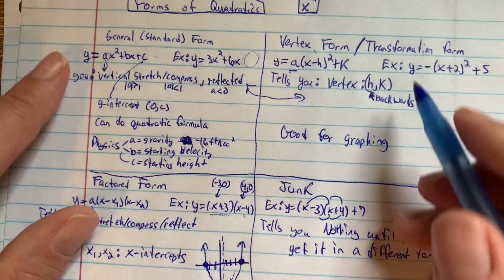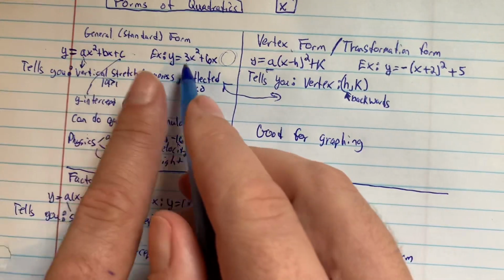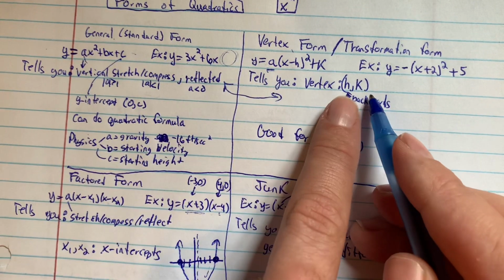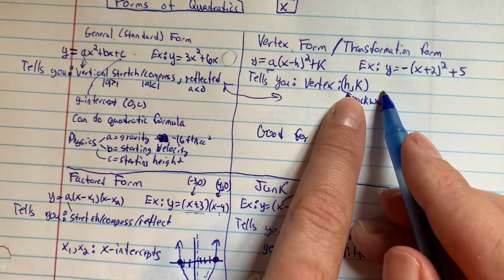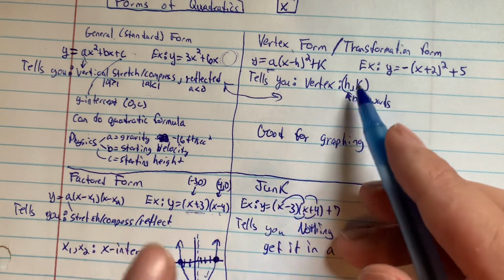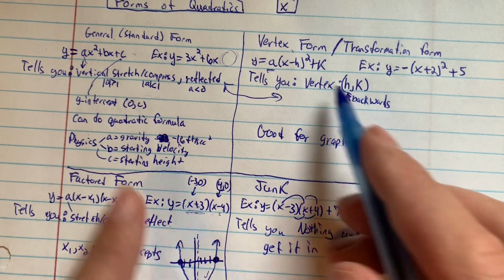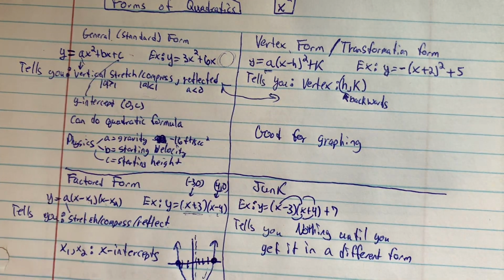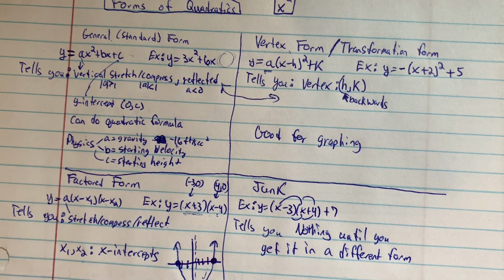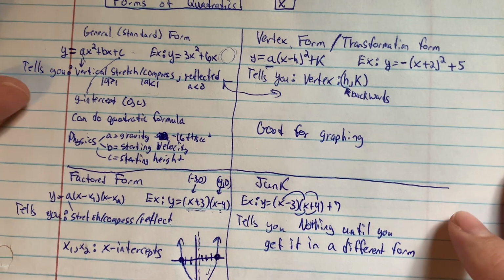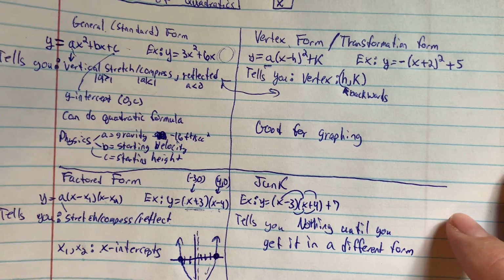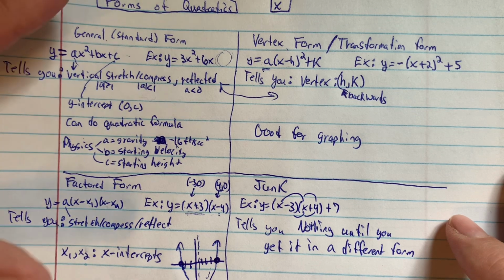So these different forms tell us different things. Like this one does not tell us the vertex, but this one does. This one doesn't tell us the x-intercepts, but this one does. Neither one of these tells us the y-intercept, but this one does. And so what we want to be able to do is change back and forth between the forms, and that's what we're going to look at in just a minute. And we're going to talk about how we can use these forms to our advantage.